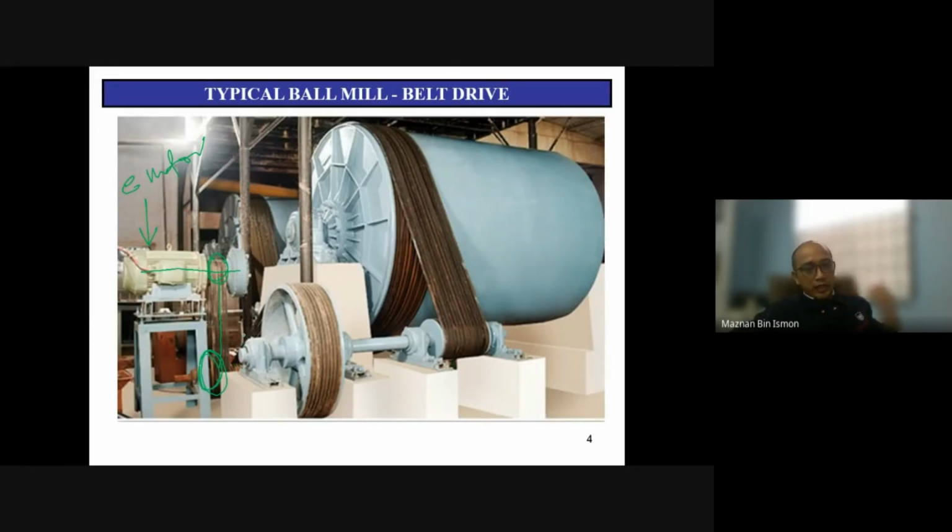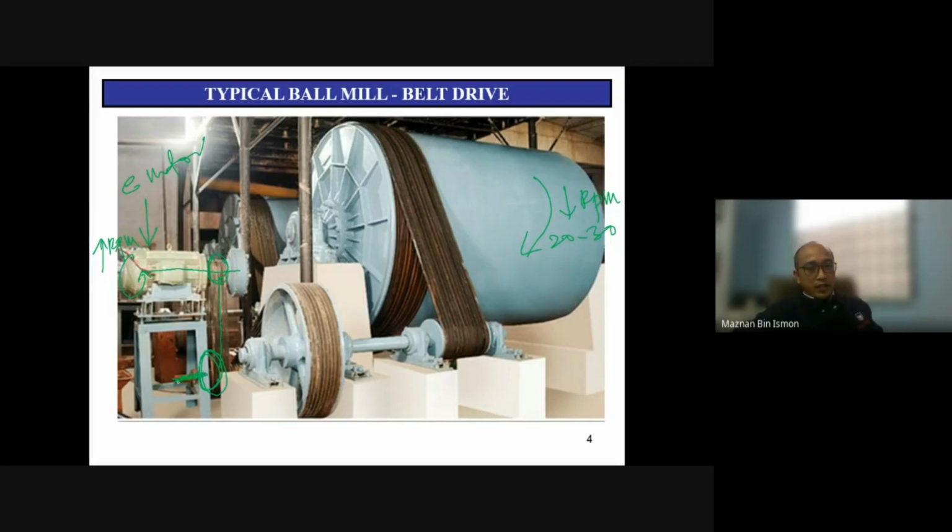One stage reduction. For this application, the motor will come with a higher speed, higher RPM, and this one will probably be lower RPM, normally around 20 to 30 RPM. So this is a reduction belting system. So this is one stage.